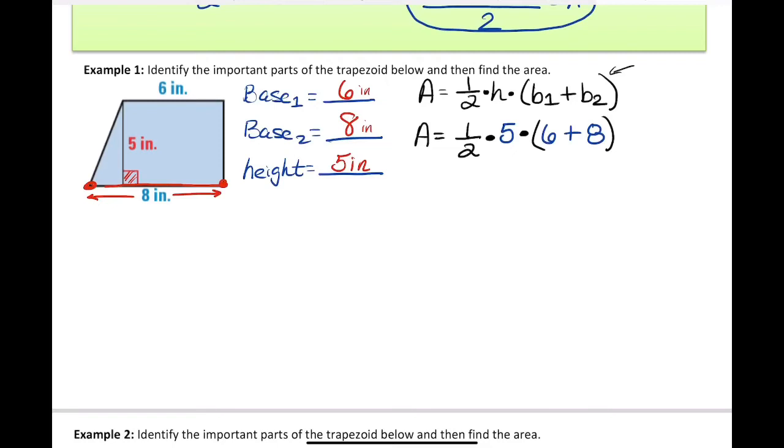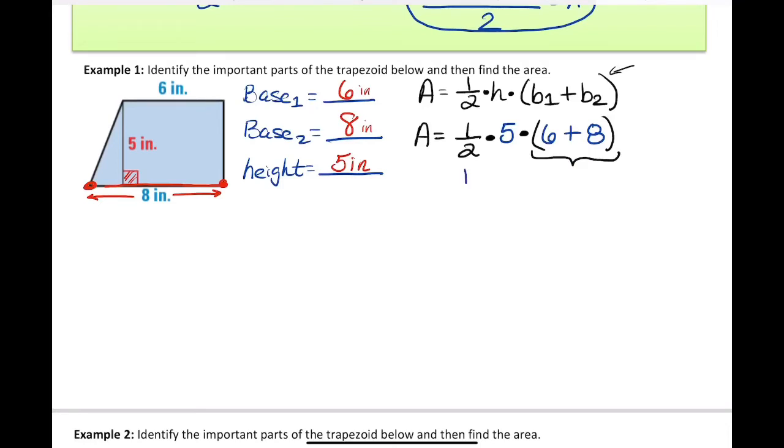Now there's a couple different ways you can do this. You can put it all in your calculator, of course. You can put in literally 1/2 times 5 times, and then use parentheses in your calculator. As long as you put it in exactly the same way you see it, it should come out okay. But let's just do this using good old-fashioned order of operations. So order of operations tells us that we should do parentheses first, or any type of grouping symbol. So we're going to do that part first.